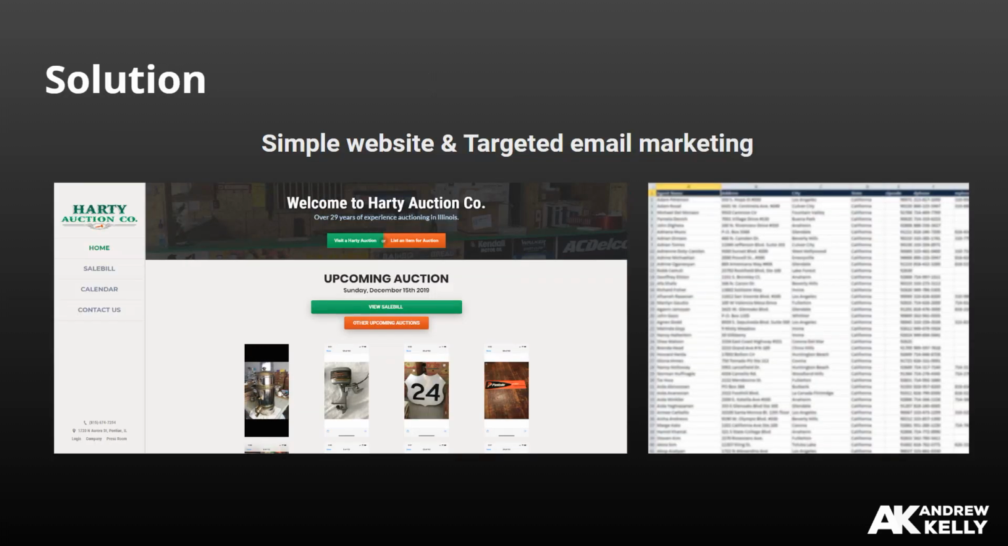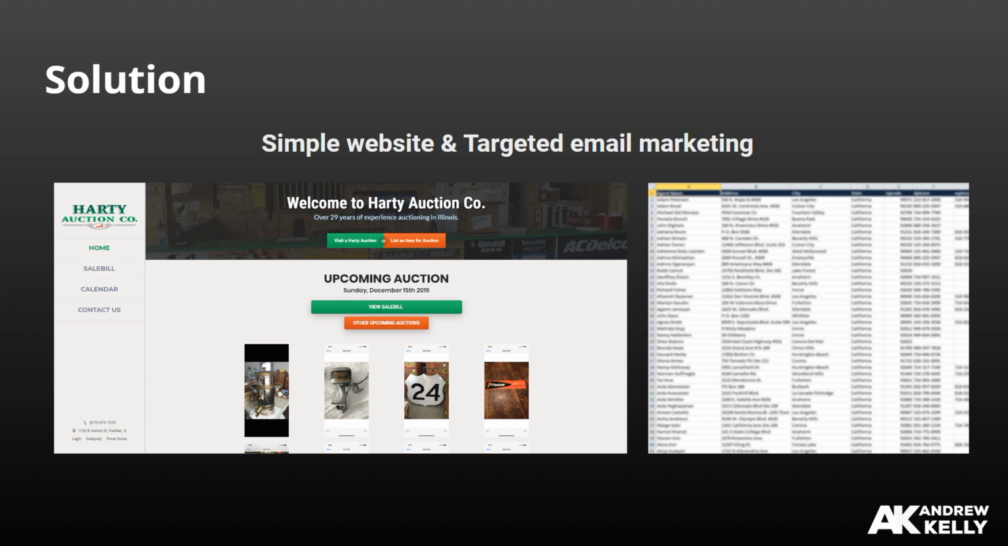The solution was a simple website and targeted email marketing. I built the website so they could have the sale bill on it. They can upload however many pictures they want. That was a problem they were facing before because there was a limit on how many photos they could upload, which, for an auction service, is important, because pictures give your audience an idea of what you have coming up at the auction instead of just the text on the sale bill. Now they can post however many photos they want of the items coming up in the next auction.